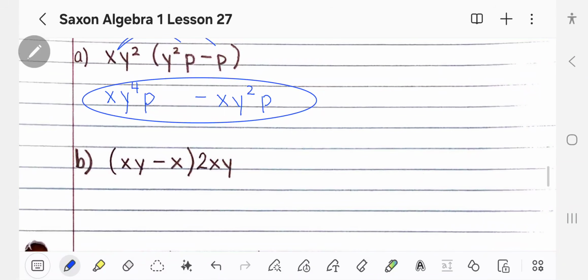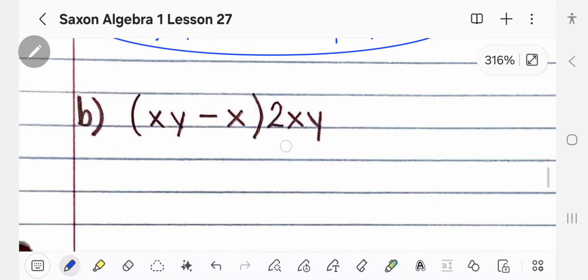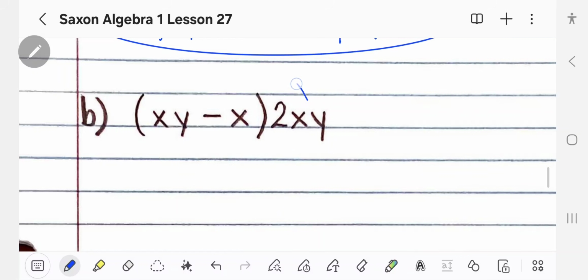All right, here's B. They moved that factor on the outside to the right. Don't let that bother you. That's going to be multiplied here by this. So that's a 2 here. This x times this x is x squared. And this y times this y is y squared. Okay. Now I'm going to bring down a plus, and then I'm going to do this times this.